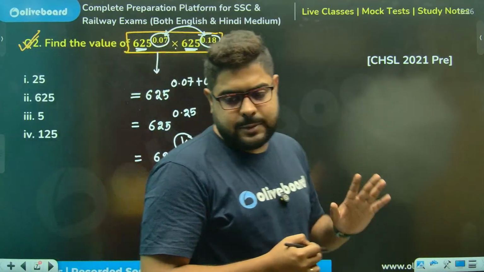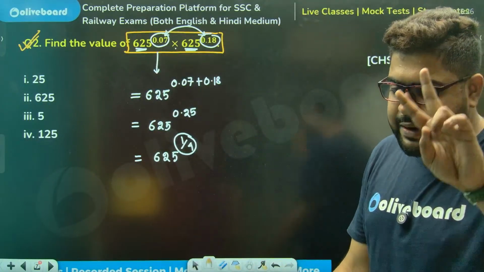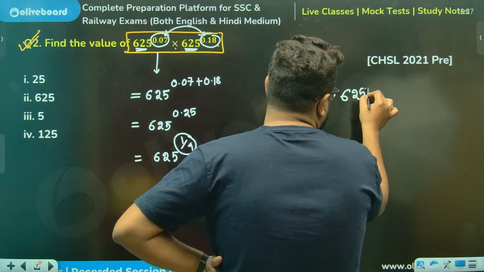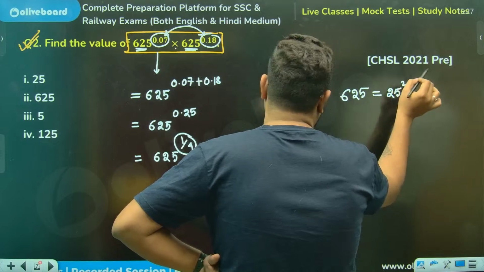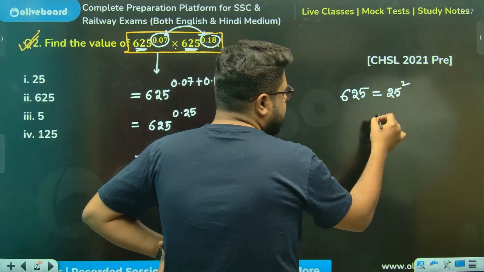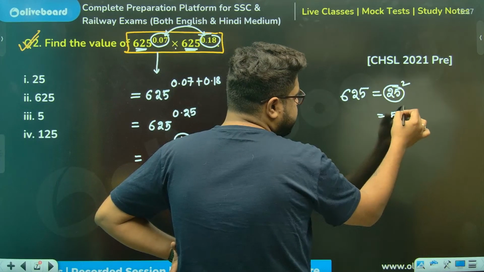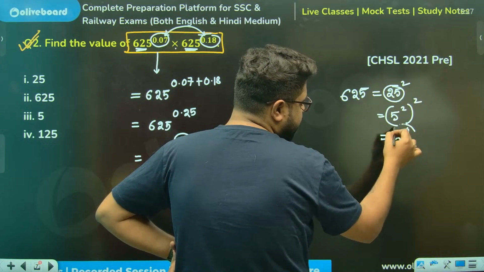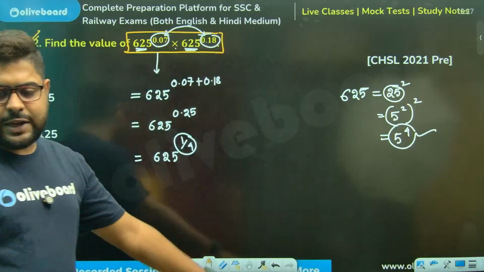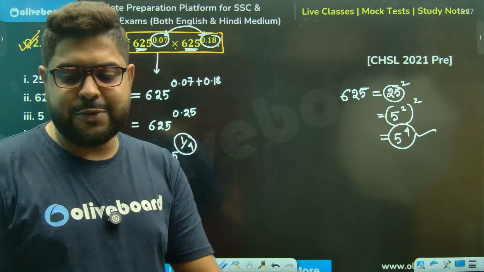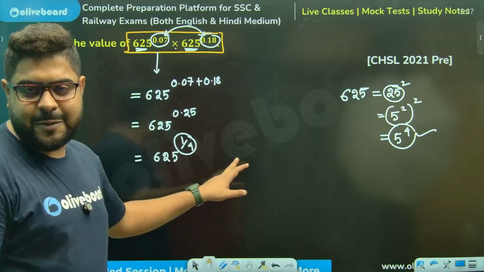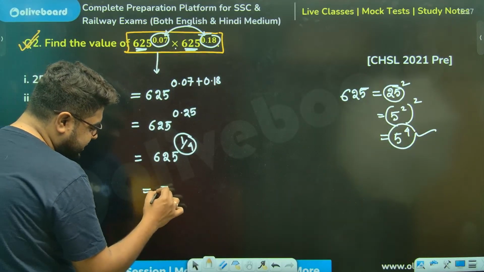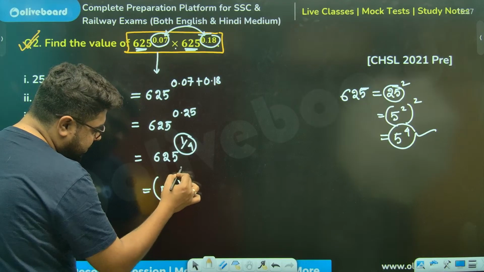0.25 means 1/4. Now you see, 625 can be written in two different ways. Either I can write 625 is equal to 25 square, or 25 is 5 square and the square of that, so it is 5 to the power 4. Now tell me which one I'll use? Because there is this 1 by 4, 4 makes more sense. So I'll write this 625 as 5 to the power 4 to the power 1 by 4.